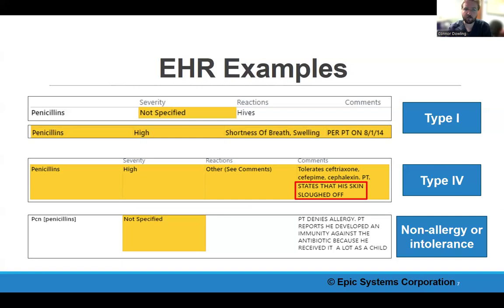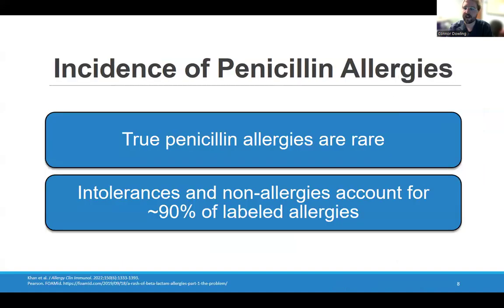And you might be wondering, well, why does it matter? We can kind of piece through that and see that these don't look like a true allergy, but there is actually some impact when we think about this. With our incidence of penicillin allergies, true penicillin allergies are actually rare. Thinking of those type 1 mediated reactions, this is going to be a rare instance. Intolerances and non-allergies actually account for around 90% of our labeled allergies that we have for our patients.